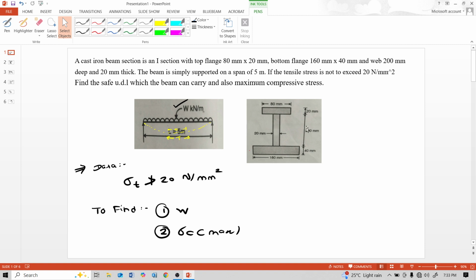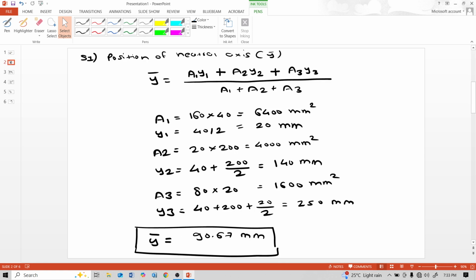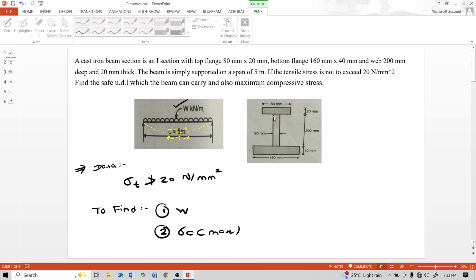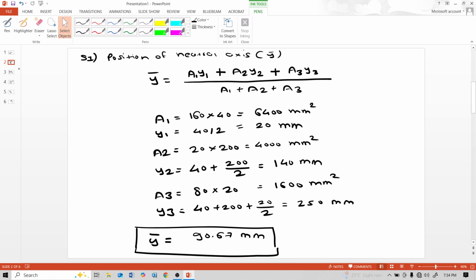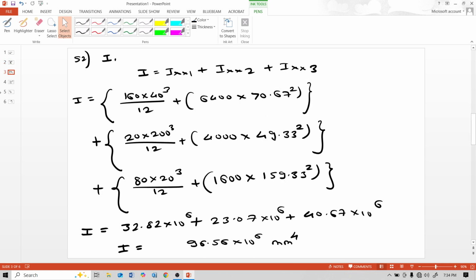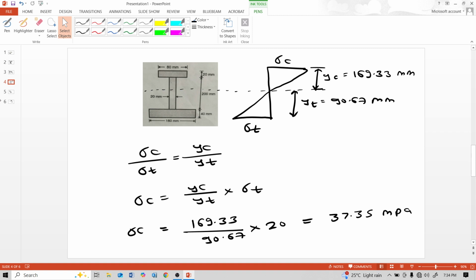Neutral axis comes here inside web, that means bottom of this mid web, and moment of inertia about x-axis for this I section is 96.56 into 10 raised to 6 mm raised to 4. Sigma c is 37.35 MPa, and sigma t is 20 MPa. So here stress on compression side is maximum, sigma c is maximum.